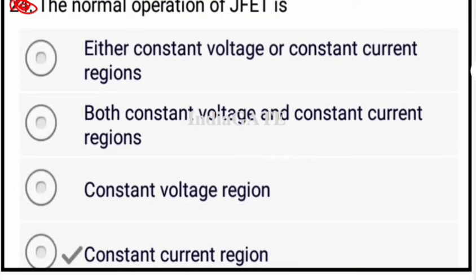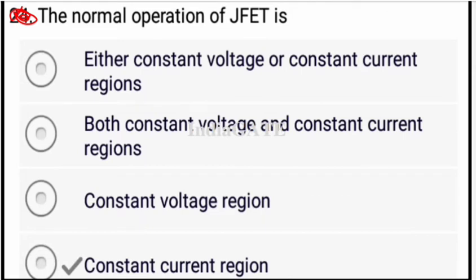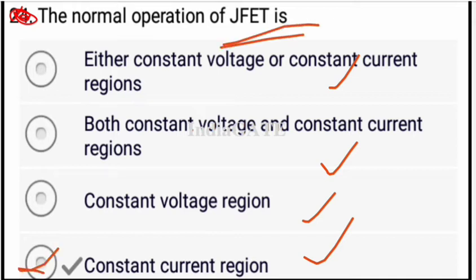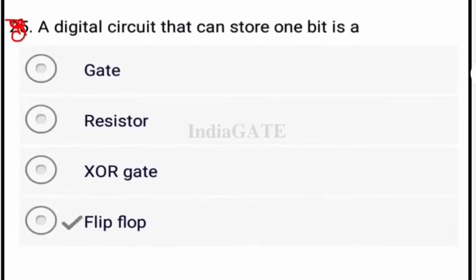The next question is defined as the normal operation of JFET is. So there are four options. Option first either constant voltage or constant current regime. Second option both constant voltage and constant current regime. Third option constant voltage regime, and fourth option constant current regime. So in the normal operation of JFET is your constant current regime. Okay, this is your correct answer, means option 4 is your correct. Now come to the next.